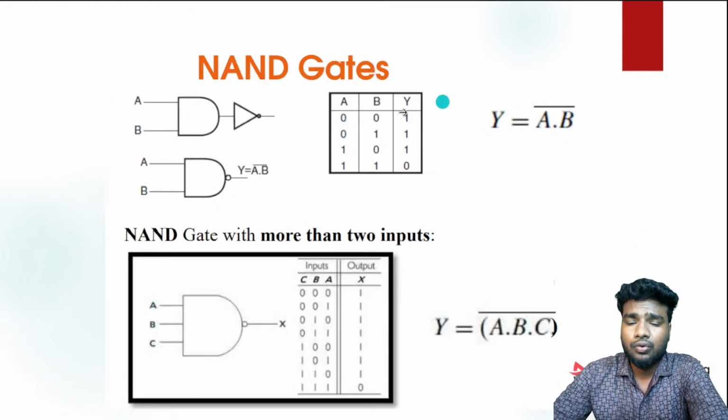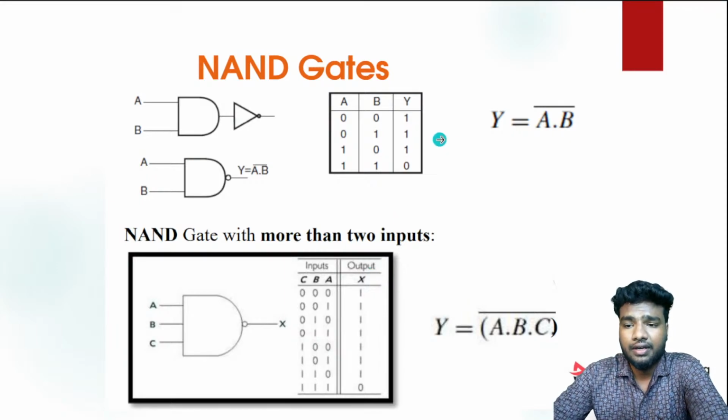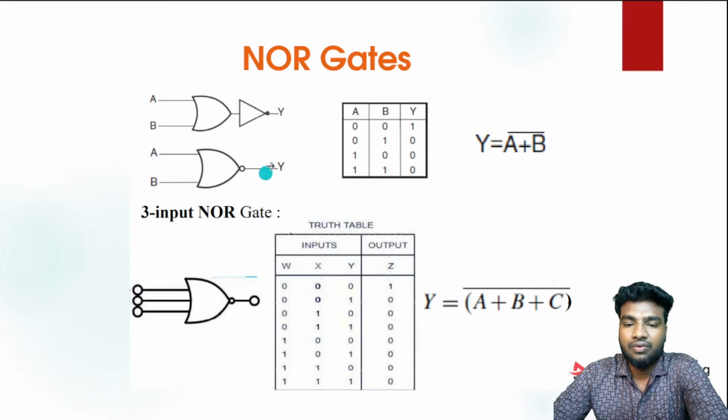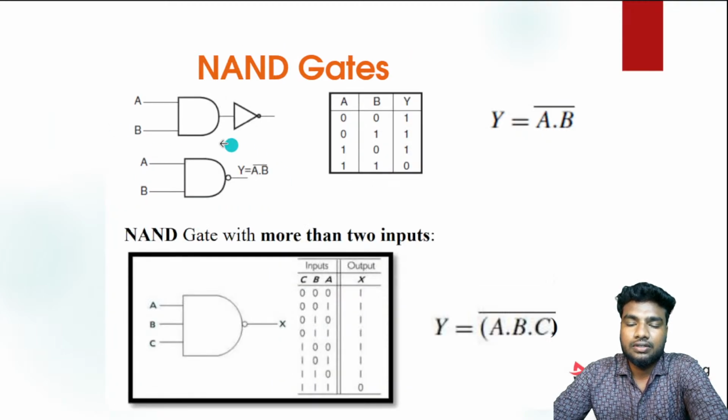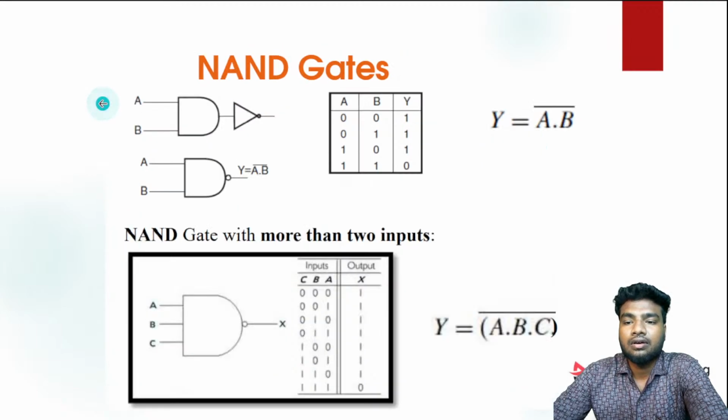And then we'll move to the NAND gate. The NAND gate is the opposite of the AND gate, and the NOR gate is the complement of the OR gate. This is the symbol for the NAND gate; you can see the bubble on the output wire. This is the symbol for the NOR gate. So this is the complement of the OR gate, and this is the complement of the AND gate.